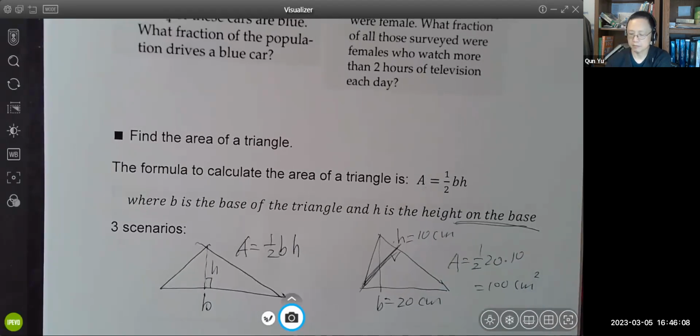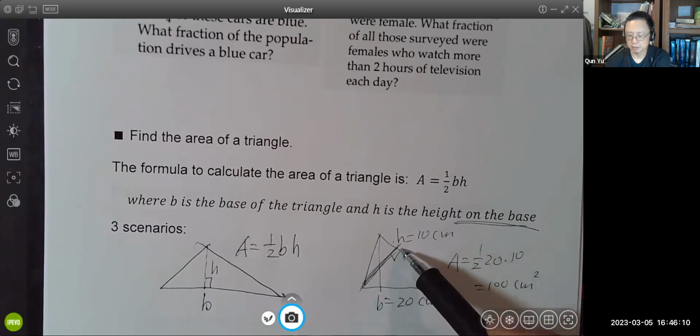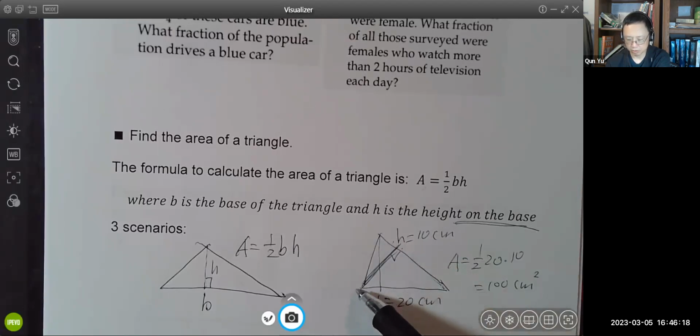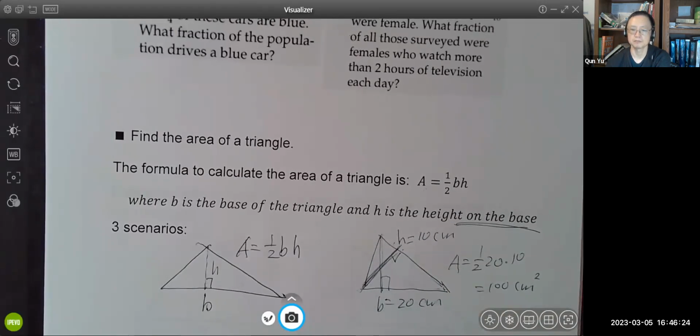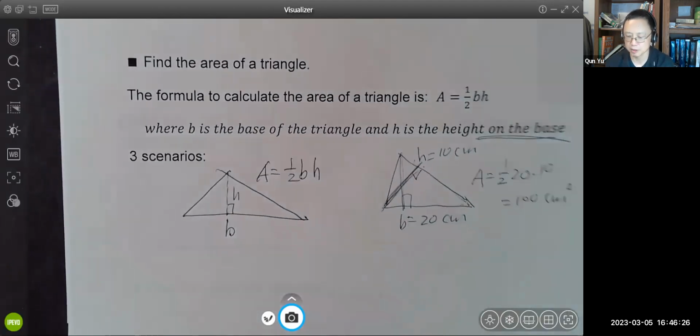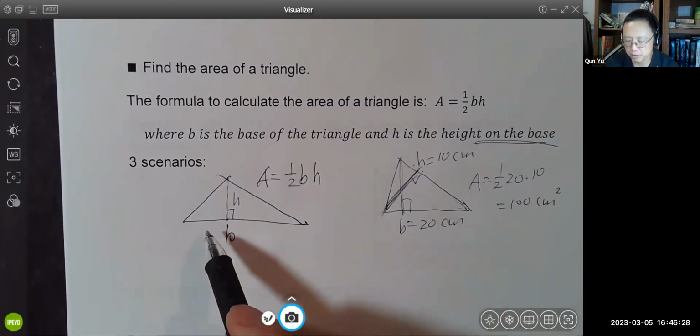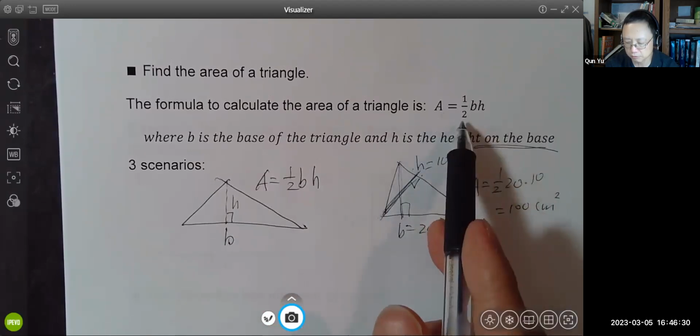The reason is this h is perpendicular to this side. If you want to use that formula, you need the length of this side, not this one. But if you want to use 20, that's fine. You need a height in here. You need this length, not this one, for the height. That's why we need to understand the formula. So there are three scenarios for you to use this formula.